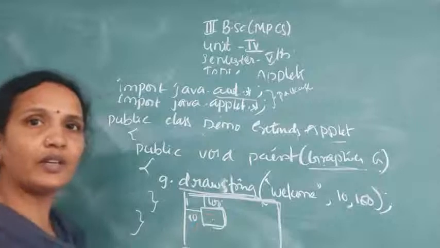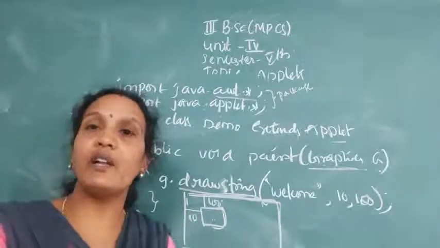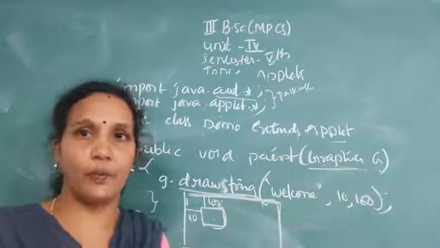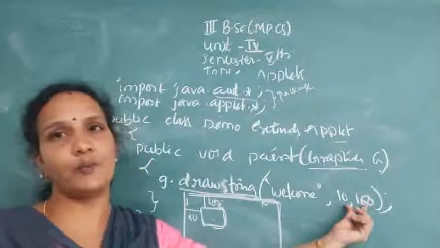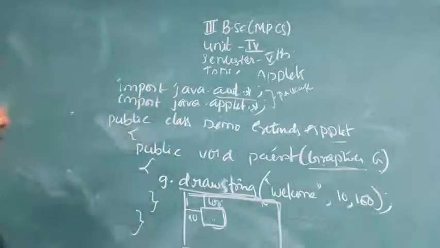Clear? So when you are executing your Java program on the browser window, you need to give clear information about how much area you want to use on the browser window. That you can give by using these two parameters. Understood? Now, with this, the Java program is over. Now, I'll explain the HTML program.